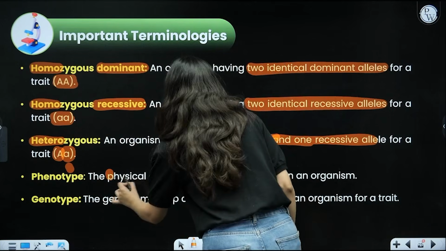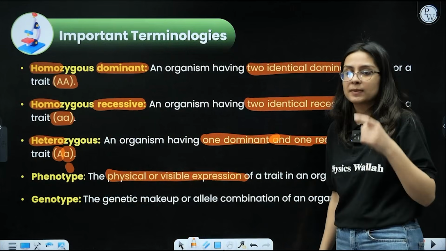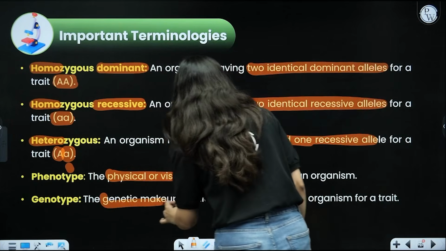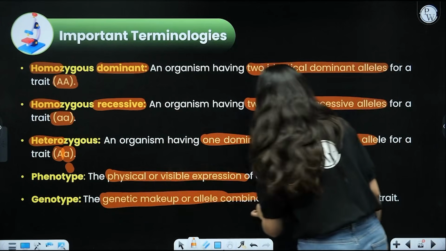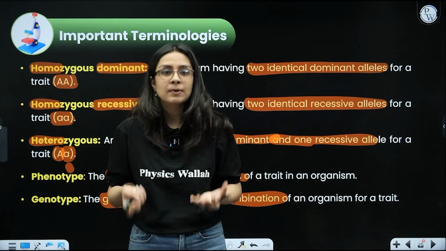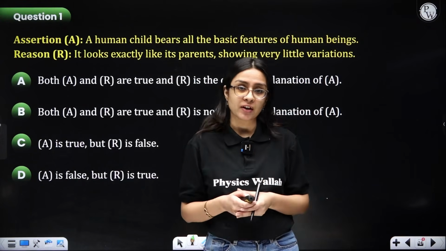Phenotype is the physical or the visible expression, whatever you can see physically, whatever is visible to you is called phenotype. Genotype is the genetic makeup, the allelic combination you can say, of a particular gene, and you cannot see the genotype obviously. Now let us try to solve some questions on the topics that we have covered so far.